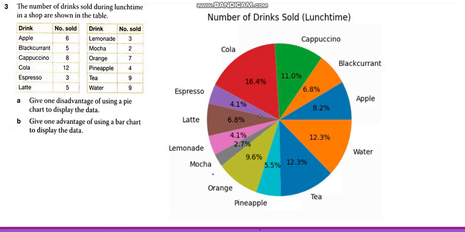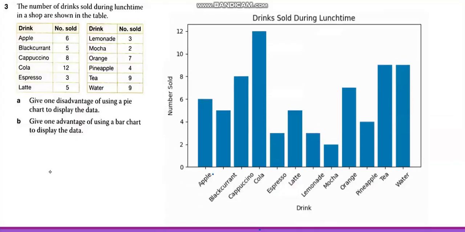We can mention everything in percentages, or we can also mention the angles over here. But the thing which is difficult here is that it becomes difficult to compare different drinks. The sectors are very similar to each other, so it will take time to compare the sectors, to see which drink was sold most and which one was sold least. On the other hand, if we draw the bar graph over here, we can quickly observe it. It is very easy to compare which one was sold least. Look, mocha was sold least, and similarly the cola was sold most.